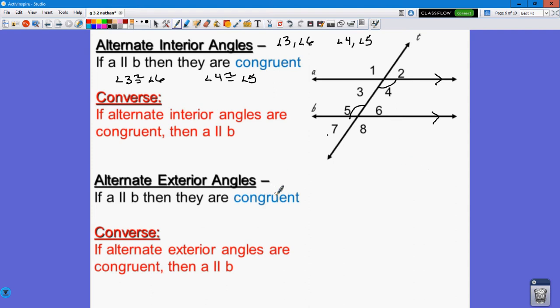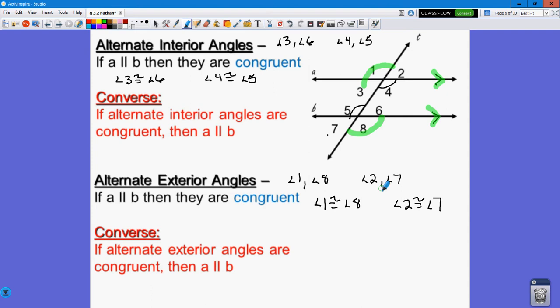Alternate exterior. Which are my alternate exteriors? Angle 1 and angle 8, and angle 2 and angle 7. If the lines are parallel, these will always be congruent. Angle 1 will be congruent to angle 8. Angle 2 will be congruent to angle 7. And again, the converse is also true. If I told you that 1 was congruent to 8, what could you tell me about my two lines? They're parallel to each other.